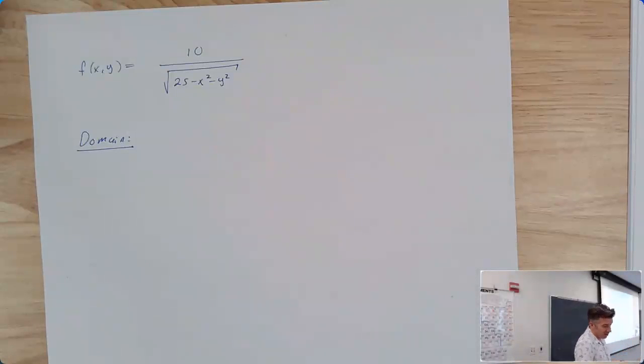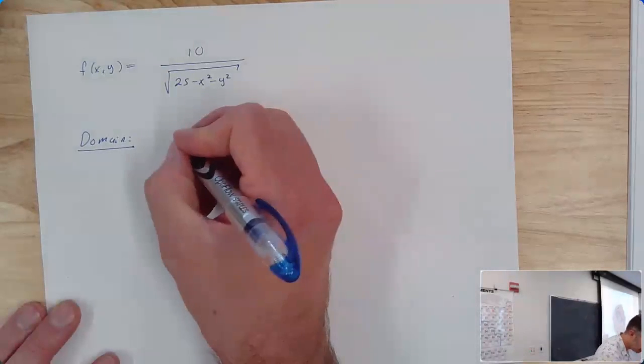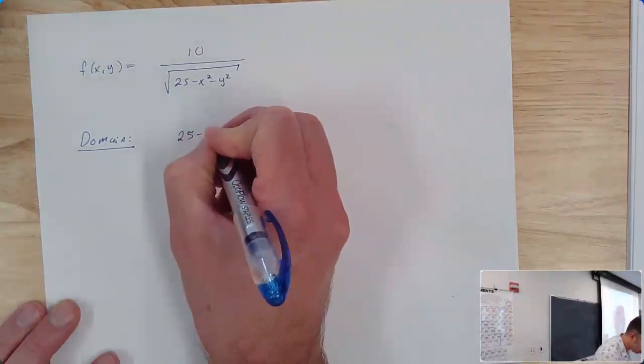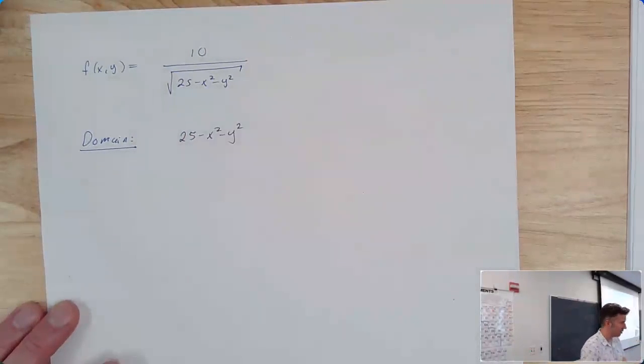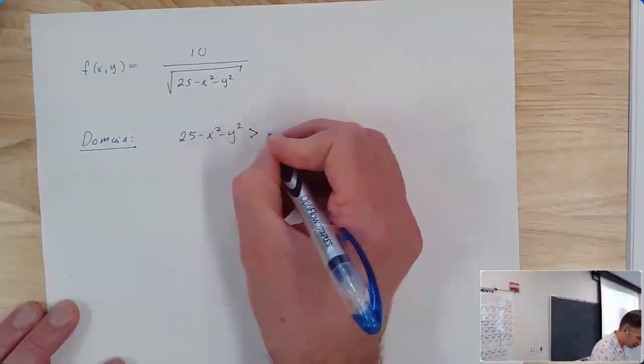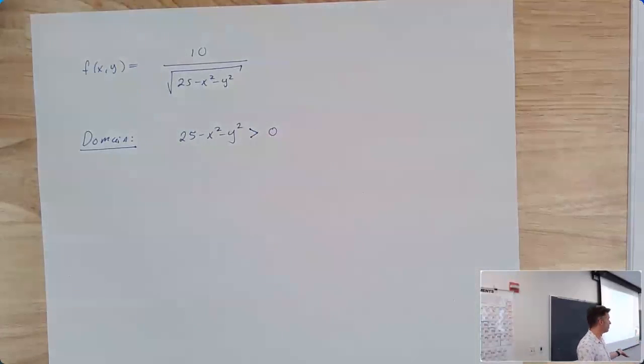All right, so for our domain, again, the usual rules apply. We don't want to take a square root of a negative. We don't want to be dividing by 0. So the stuff inside the square root that also happens to be in the denominator had better be strictly greater than 0 and not equal to 0. If it was equal to 0, you can take the square root of 0. What's the square root of 0? 0, which is fine, except then we would be dividing by 0. So that's why it's not fine.